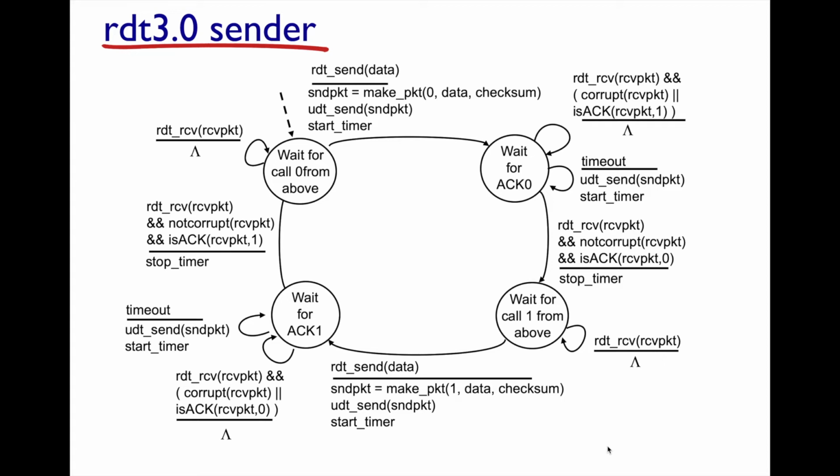So let's take a look at the top one. So you get RDT received, so data comes inbound from the network layer below. This is the transport layer. You check to see if it's corrupt. If it is corrupt, then you do nothing. You just drop it, you don't do anything with it, and then you're still waiting for ACK 0.